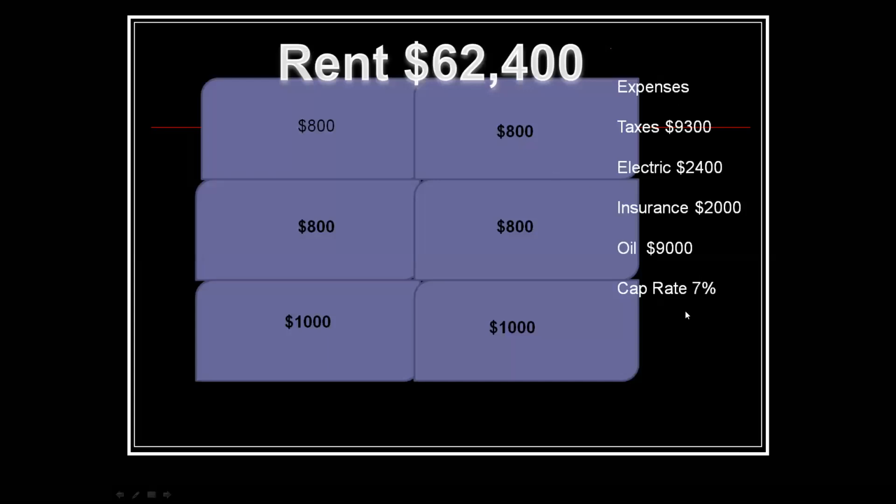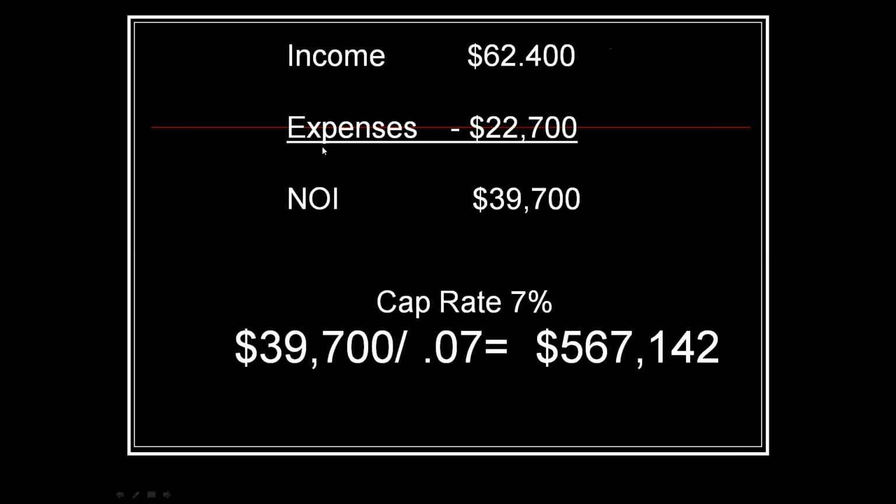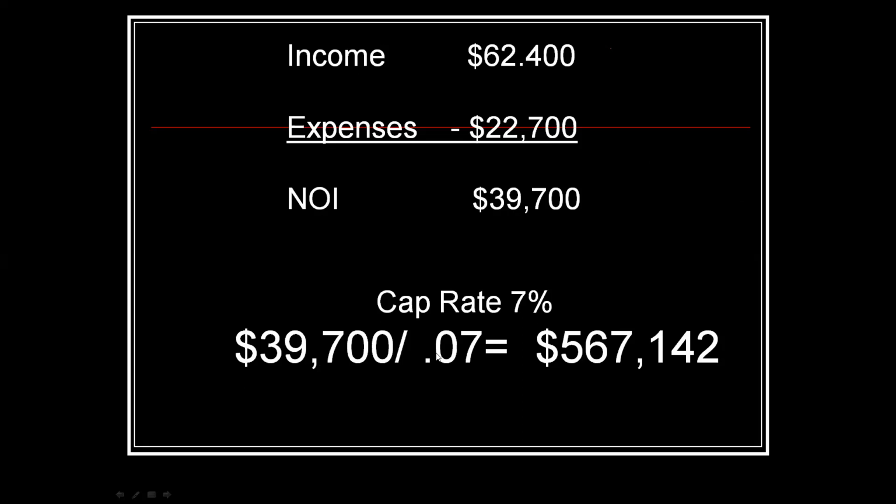Now you notice no mortgage payments, because we do not use debt service. No mortgage payments. Remember, $62,400 rent, so $62,400 minus $22,700 gives us an NOI of $39,700. That's our NOI, $39,700. $39,700 divided by our cap rate. That's our formula for value by income. And that gives us a value of $567,142. That's what our value was.